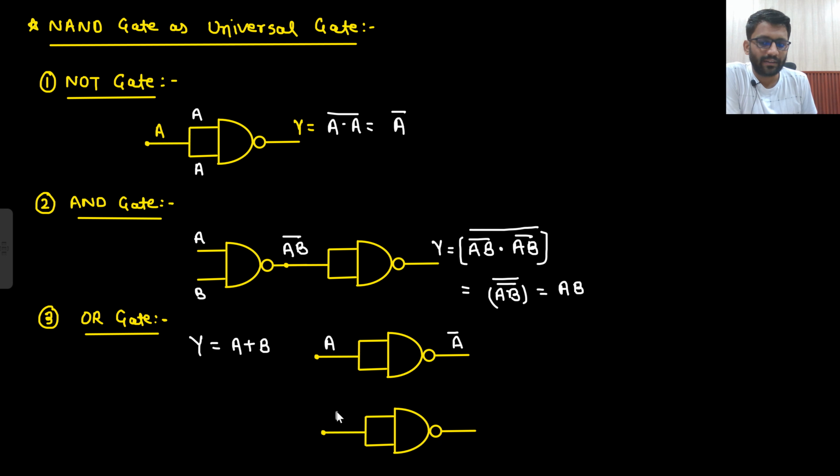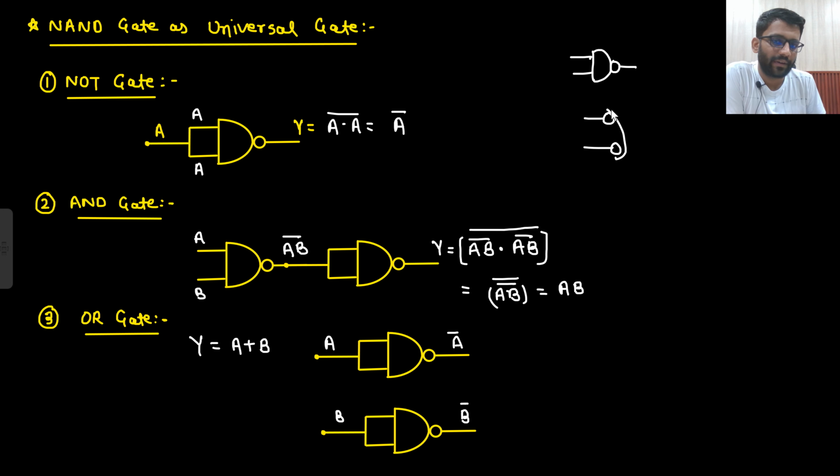This will give you A bar and this will give you B bar. Now what do I know? That this AND gate can be replaced with a bubbled OR gate. Here I am having A bar and here I am having B bar. So if A bar goes here, A bar and then another bar will become A only, and B bar then another bar will become B only, and then there is an OR gate, so plus will come. That will be our output. Did you understand this point?